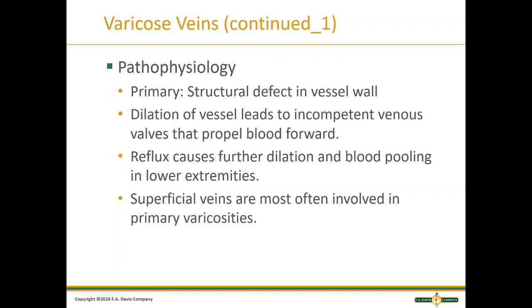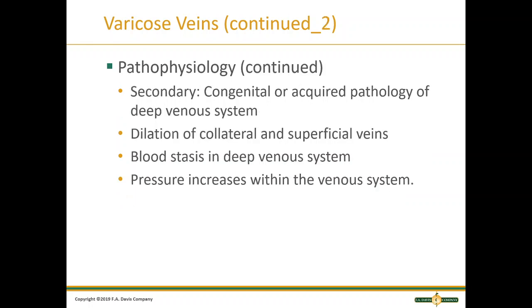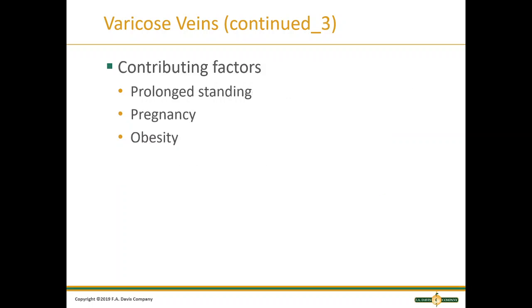It can be primary or secondary, a structural defect in the vessel wall. So dilation of the vessel leads to incompetent venous valves, and so the valves are affected and they propel the blood forward, which causes them to be deformed basically. Secondary, congenital or acquired pathology of the deep venous system. So again, this is what this is talking about. It just basically causes a malformation or deformation of the vein.